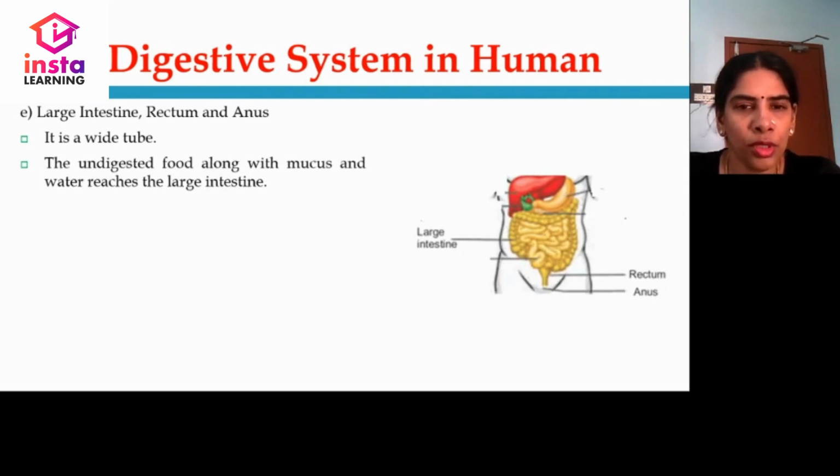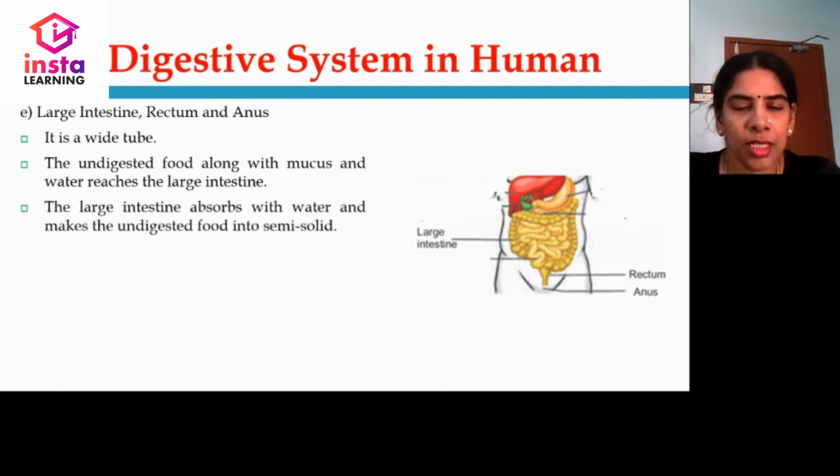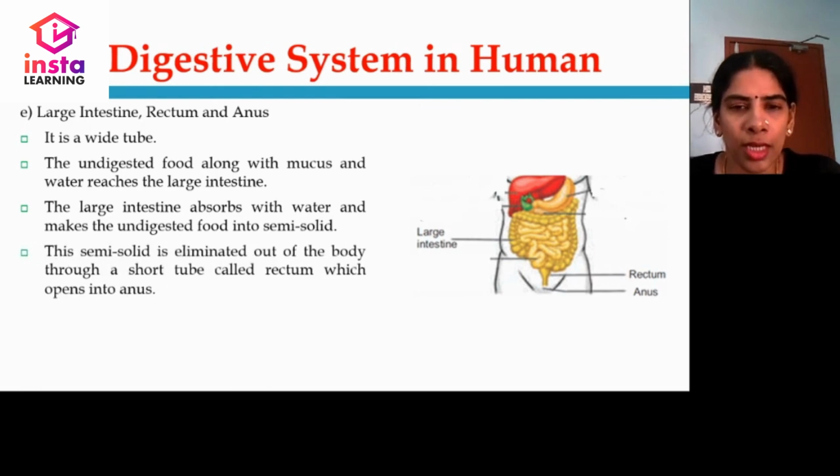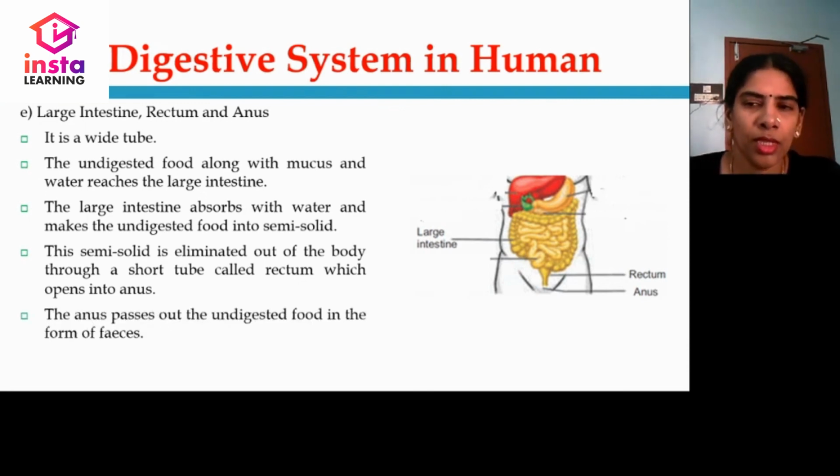The undigested food along with the mucus and water reaches the large intestine. The large intestine absorbs the water and makes the undigested food semi-solid. This semi-solid is eliminated out of the body through a short tube called the rectum, which opens into the anus. The anus passes out the undigested food in the form of feces.